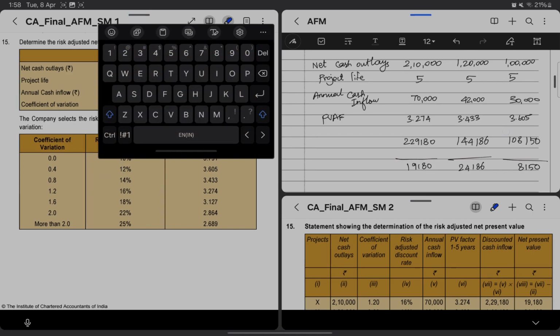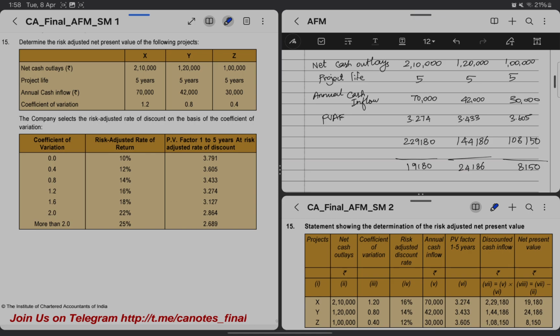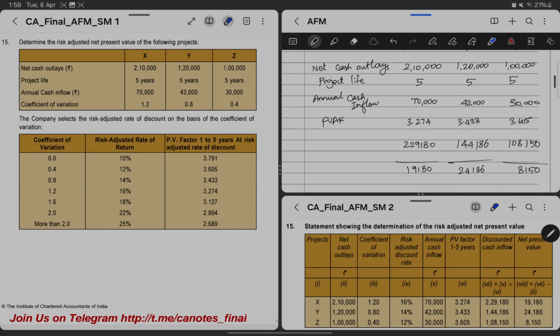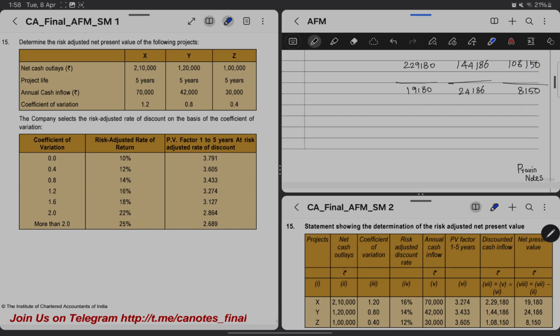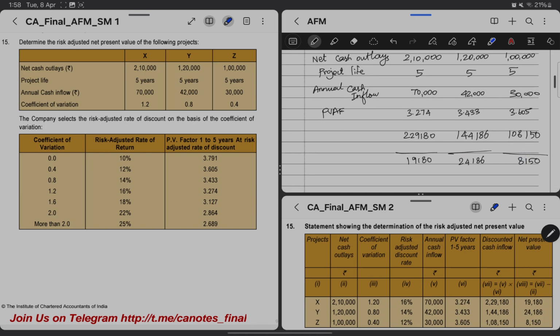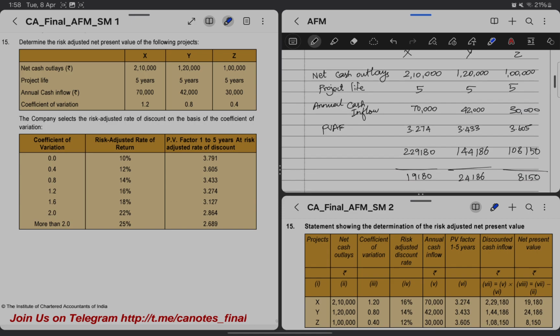Okay, so going ahead, as we can see in project X, we are getting a positive NPV of 19,180, and in project Y positive NPV of 24,186, and for project Z the NPV is 8,150. So as we can see in all the projects the NPV is positive, so we can go ahead and accept the projects.